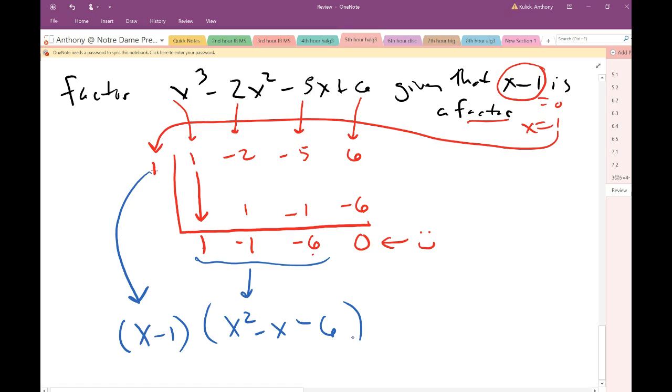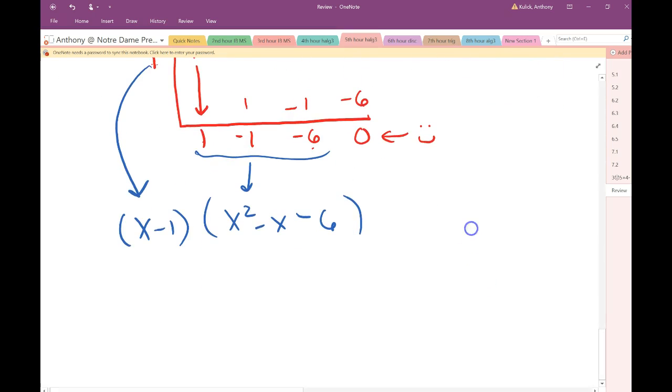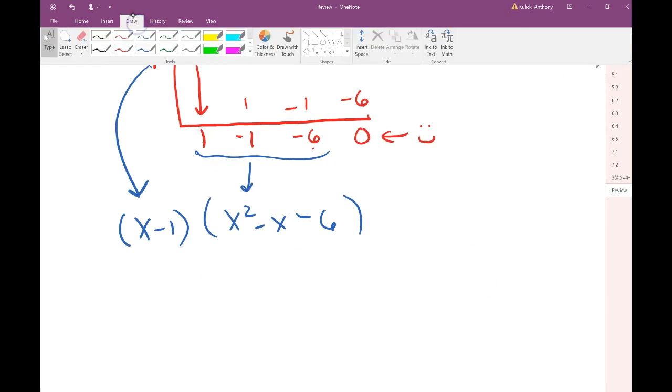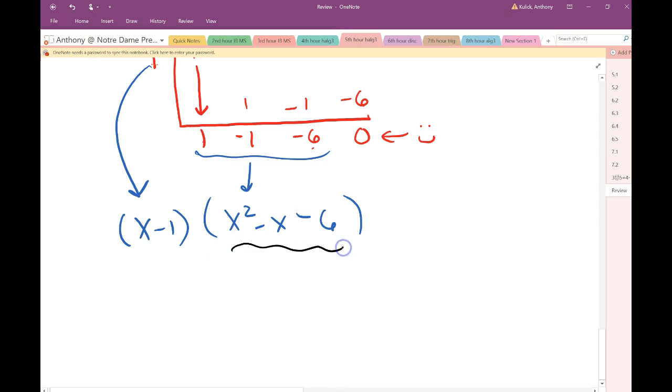Okay with that, Lily? Okay. Now, hopefully, the piece that's left is something that you can factor some more. So notice that this is a quadratic, so I can factor this by finding two numbers that give me -6 and add to give me -1. Those two numbers are -3 and 2.